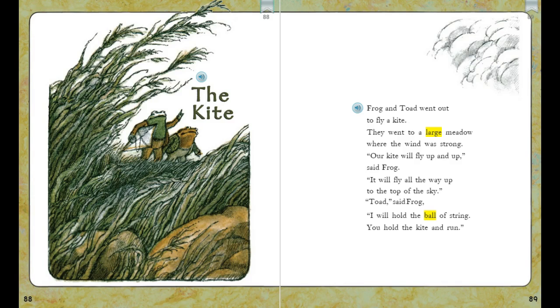Pause the video now and begin reading on page 89 and go to page 101. Remember to think about our essential question, how can weather change your day? When you're finished reading, please come back to the video so we can think through the text together.